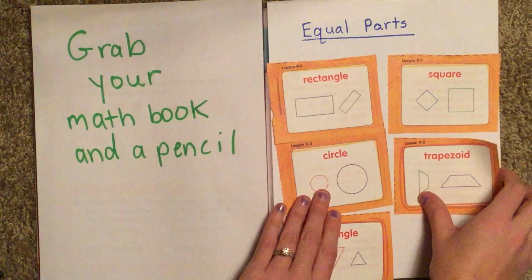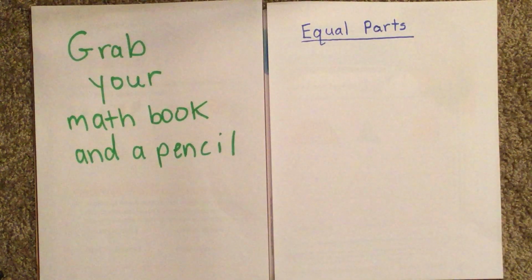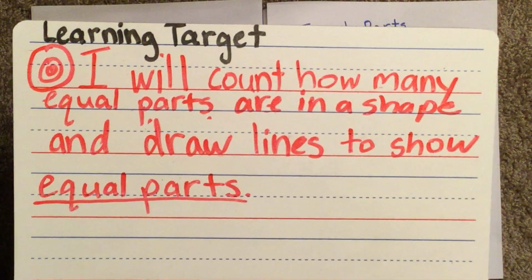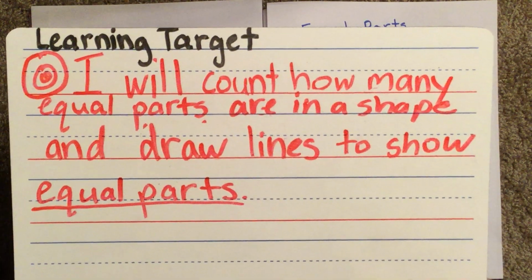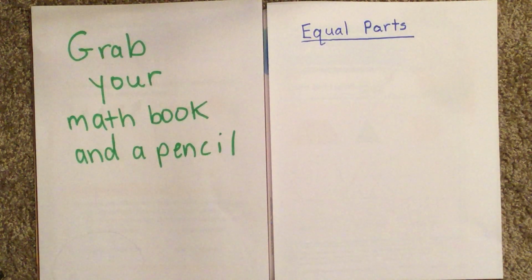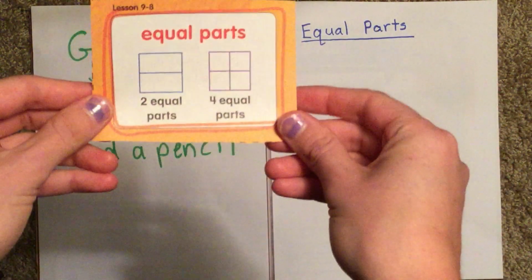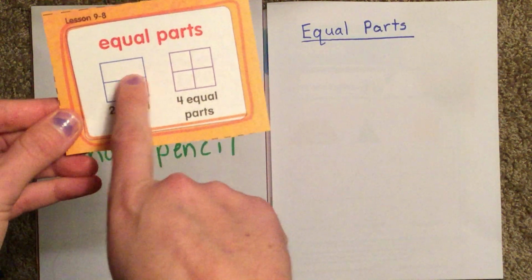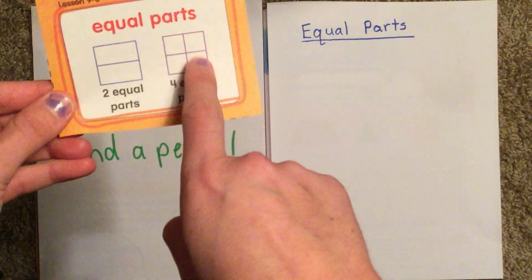Okay, now on to talking about equal parts, which leads us to our learning target. It says, I will count how many equal parts are in a shape and draw lines to show equal parts. So that's what we will be doing in this lesson. This card says equal parts. So here's 2 different squares. This square is divided into 2 equal parts. And then this one has 4 equal parts.